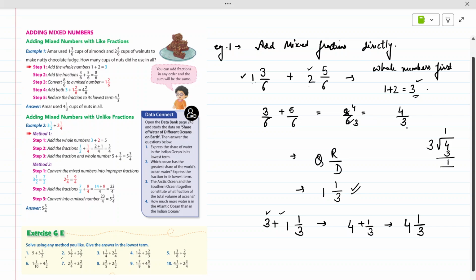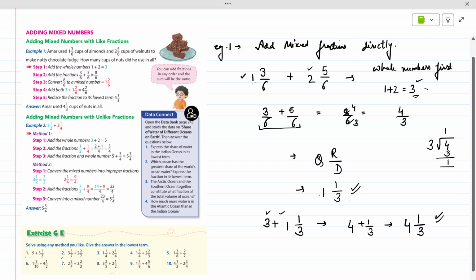We have got 4 by 3 and we know this is an improper fraction. So we have changed it into a mixed number by dividing, and we know how we have to do this, and then put this again in the form of a mixed number. So the final answer is 1 by 3. Now we have to add this to the whole number 3. So this is 3 plus 1 by 3, which is 4 1 by 3. This is our answer.